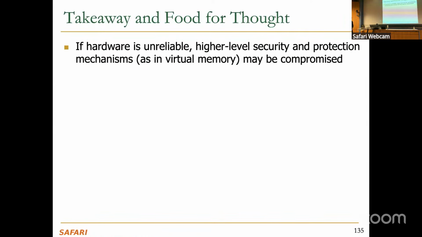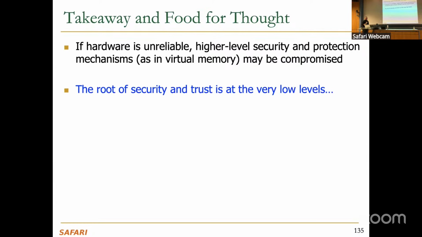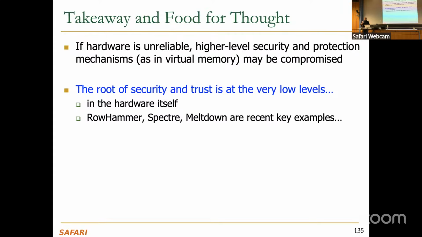And as a takeaway, if your hardware is unreliable, then the higher-level security and protection mechanisms might be compromised, right? So the root of security and trust is at the very low levels, in the hardware itself. RowHammer, Spectre, and Meltdown are very recent key examples of this.